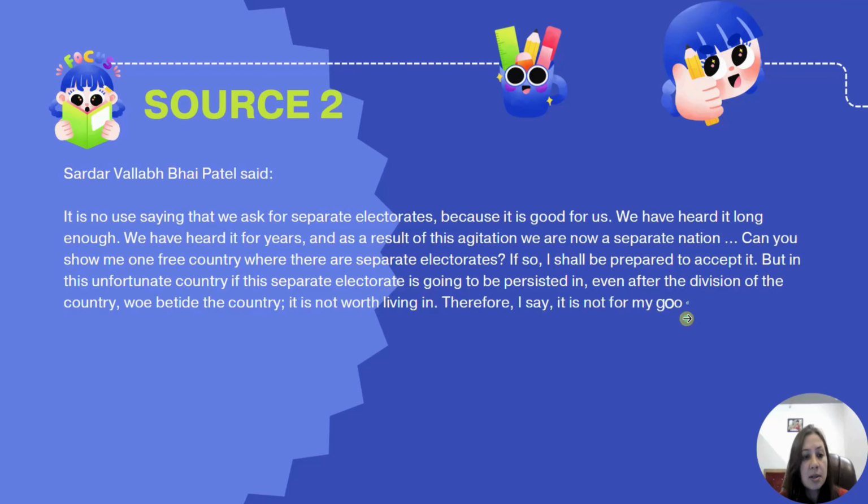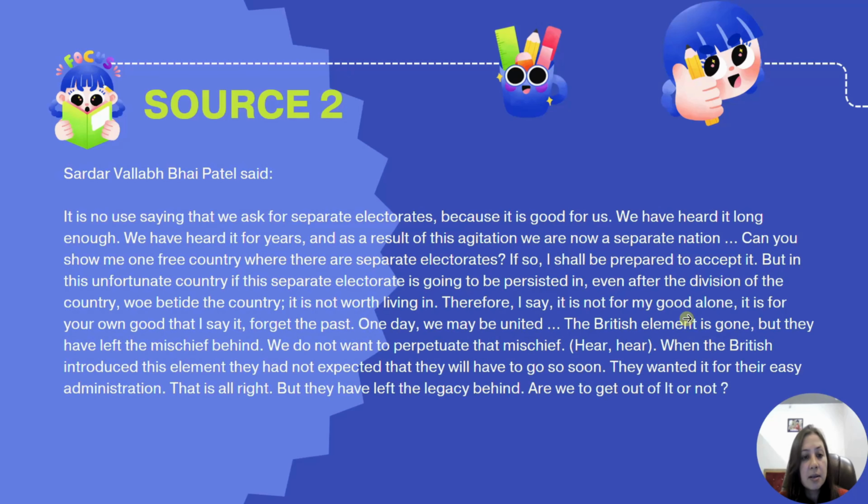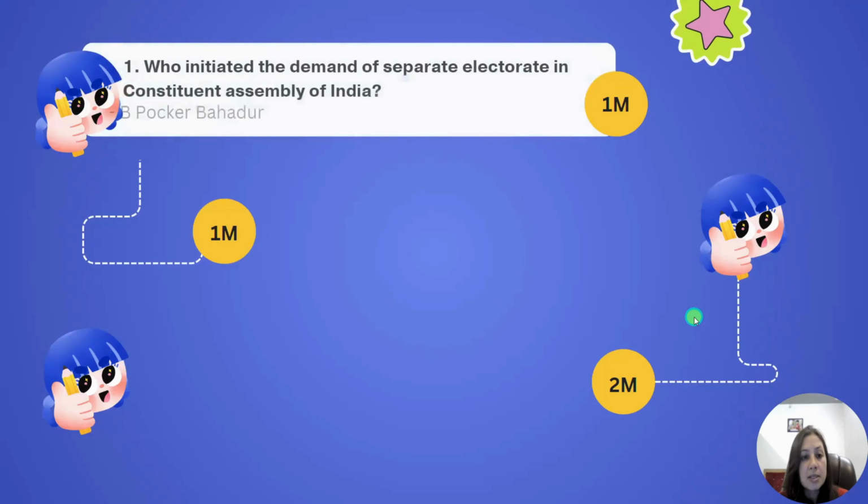So, the second source. Here you can see the name of the person is mentioned, the leader Sardar Vallabhbhai Patel, also known as the Iron Man of our country. He has given his views regarding separate electorates. Vallabhbhai Patel was one of those who did not agree with the concept of separate electorates. He said that it is nothing less than a poison, the concept of reservations and all. So now let's come to the questions.